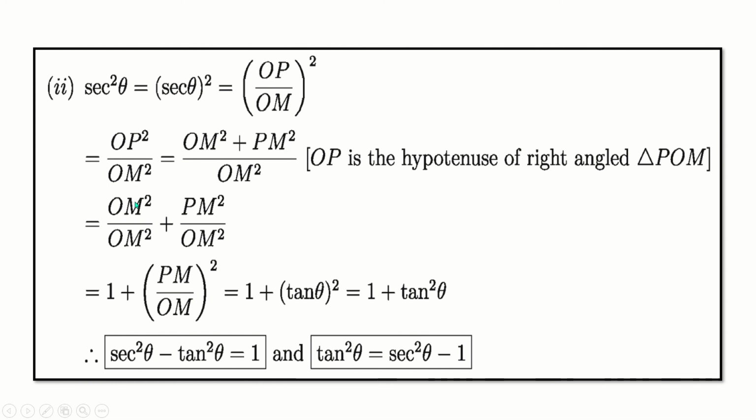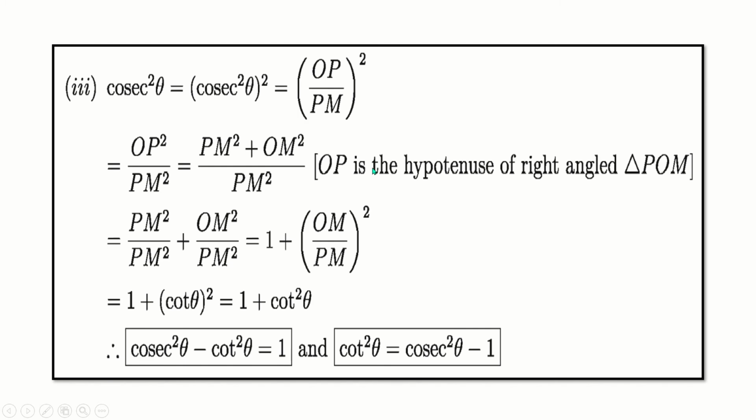And this is equal to, we can write OM square by OM square and PM square by OM square. So this is equal to 1 and this is equal to PM by OM. But PM by OM is tan, as here is square, so here will also be square. This is equal to 1 plus tan square theta. That means sec square theta equals 1 plus tan square theta. After moving tan square theta to the left side, sec square theta minus tan square theta equals 1, or tan square theta equals sec square theta minus 1.